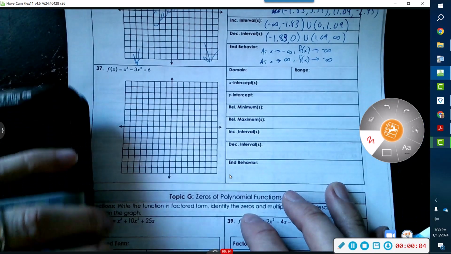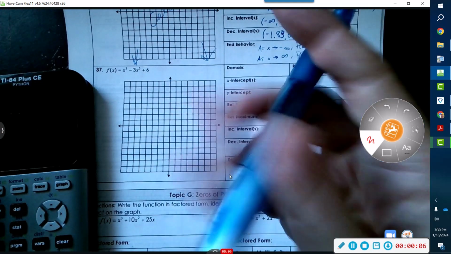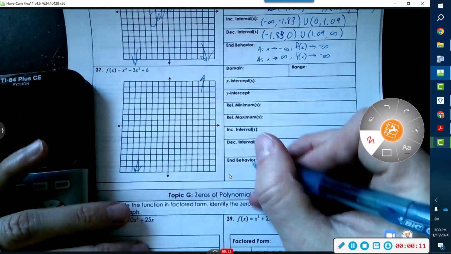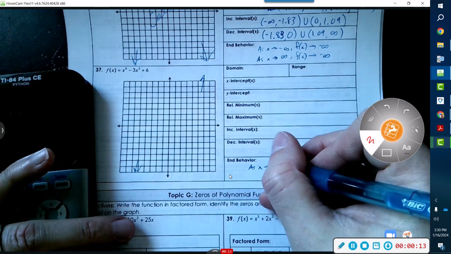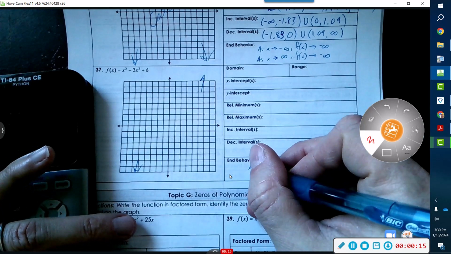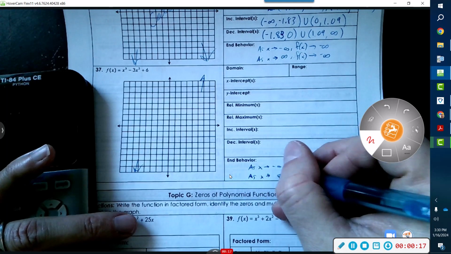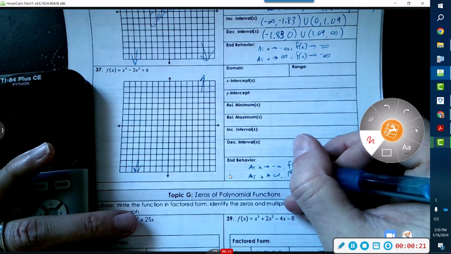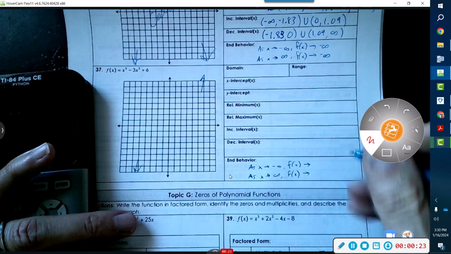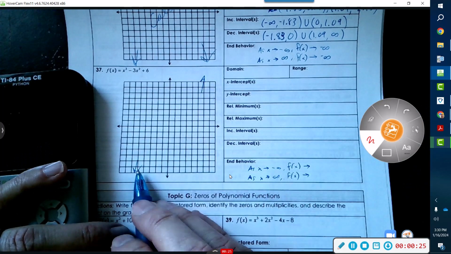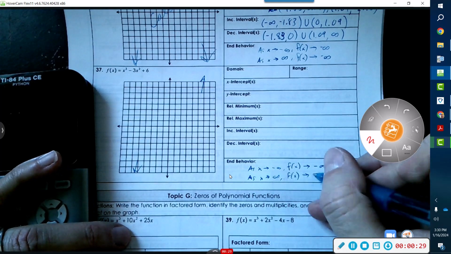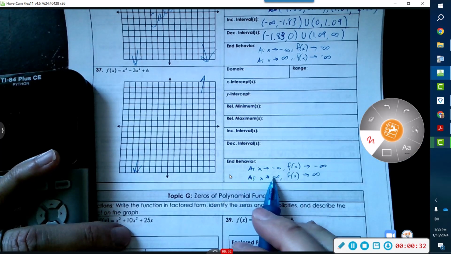Right, 37. We know this is a positive cubic, so we know that the arrows would go over here and here. So I guess that allows us to do the end behavior. Okay, before we even get started, we can set up this template. And we know that if we go to negative infinity as x does, that would be negative infinity as well, but then it goes to positive infinity as we go to the right.